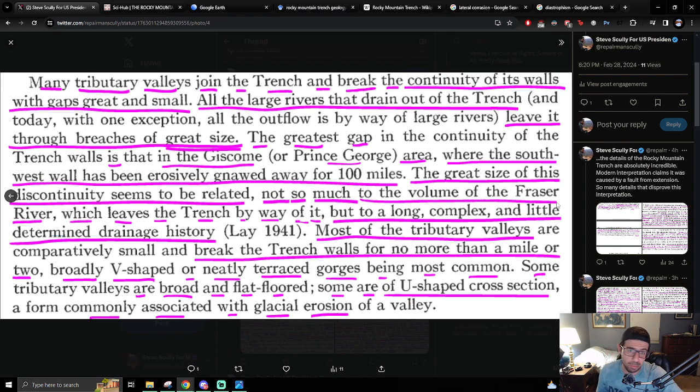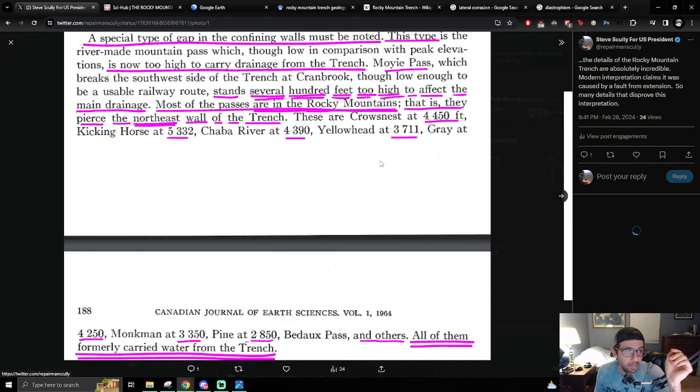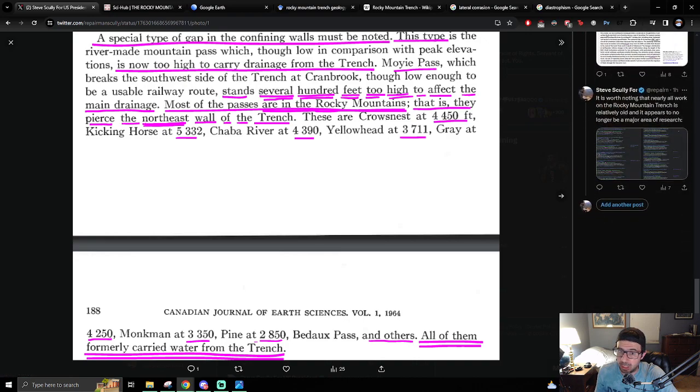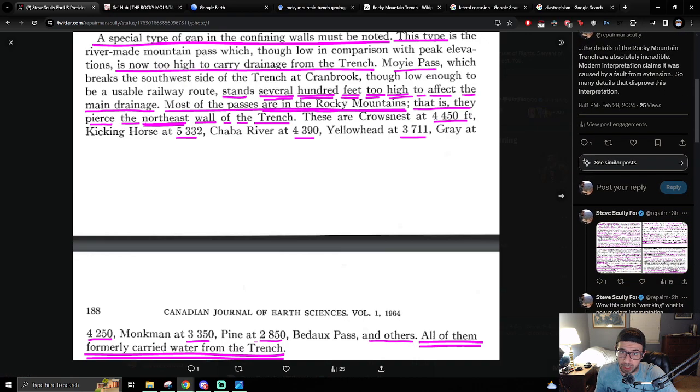Okay, so I'm going to speed through this. I guess that was the end of that one. There's a lot. Let me just scroll down. I read the whole paper.